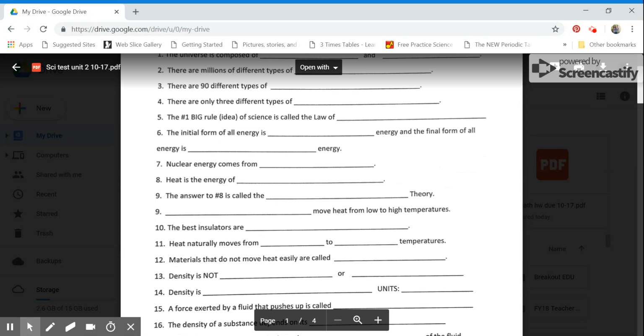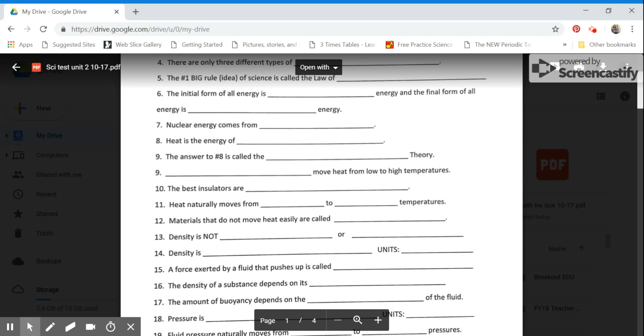Number 10, the best insulators are blank. Number 11, heat naturally moves from blank to blank temperatures. Number 12, materials that do not move heat easily are called blank. 13, density is not blank or blank. Number 14, density is blank, and the units blank.